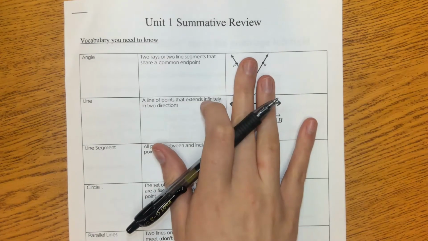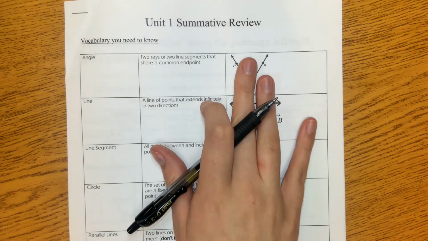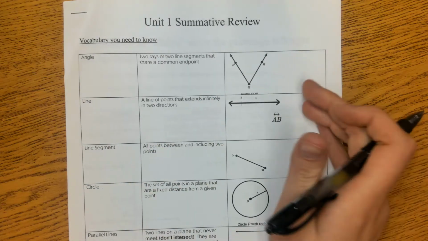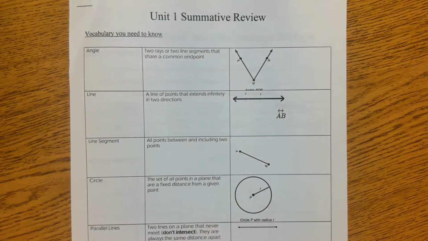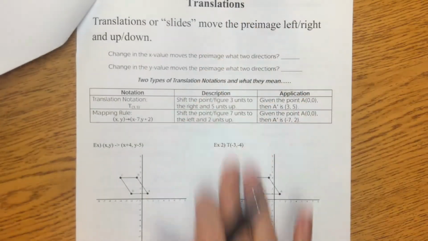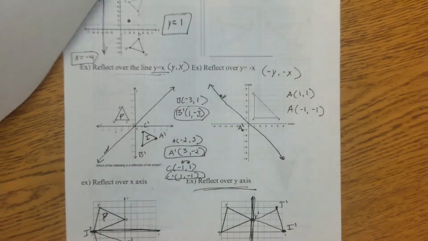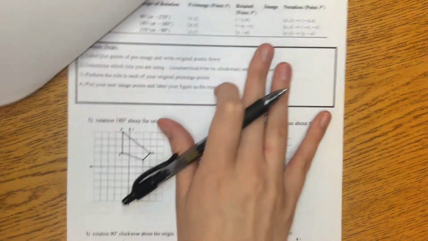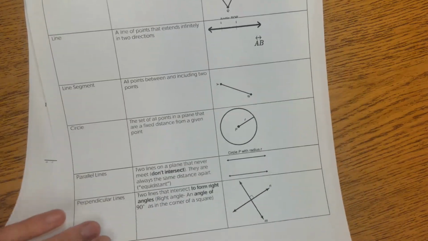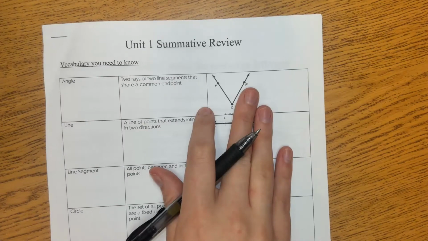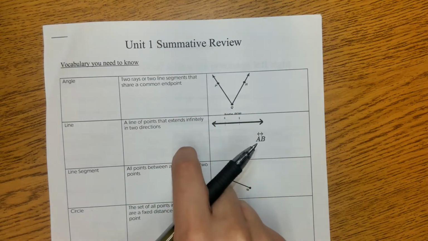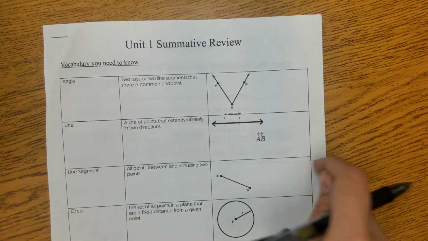Okay, so the first part of this packet is really just the same as the Unit 1 formative review, right? There was some basic vocabulary that you needed to know. We talked about translations. We went over reflections, more reflections. What else? Reflections, rotations, of course. So if you're wanting to go through those basics for transformations, your vocabulary, translations, reflections, or rotations.